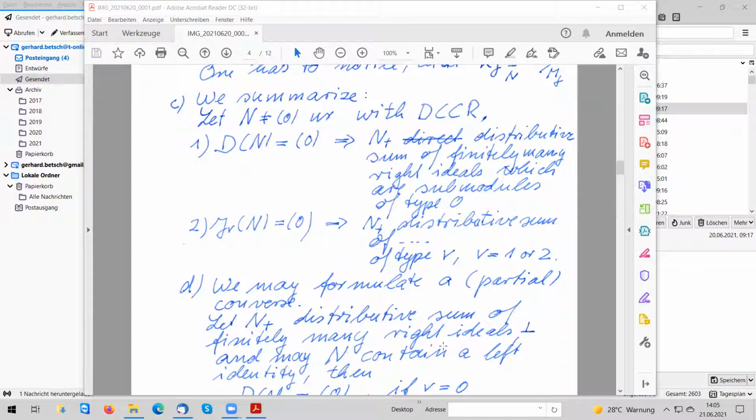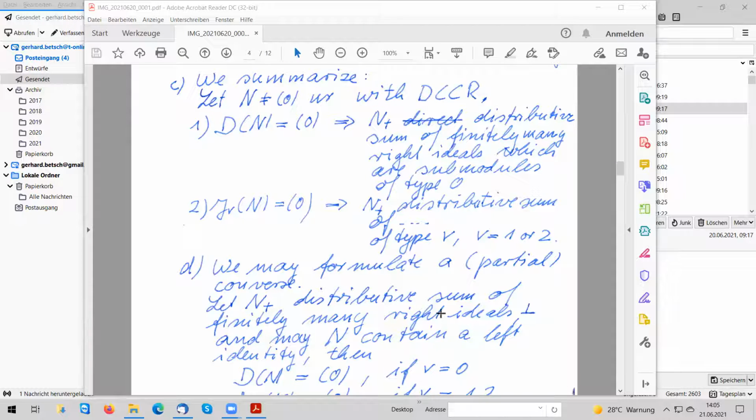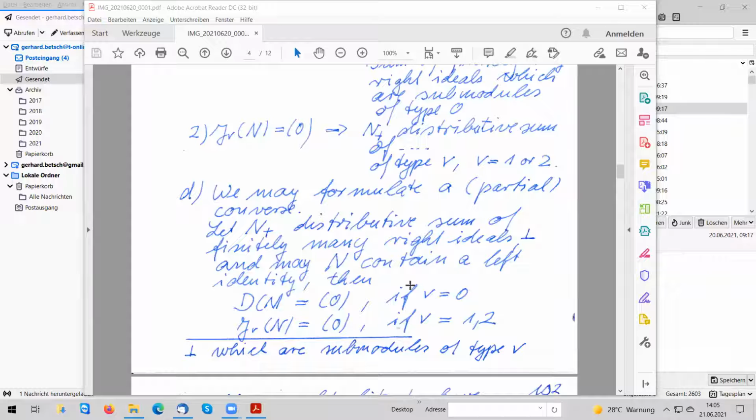We may formulate a partial converse. Let N plus be a distributive sum of finitely many right ideals, which are submodules of type nu, and may N contain a left identity, so all right ideals are modular. Then Dn equals 0 if N is nu 0, and Jn equals 0 if N is nu 1 or 2.